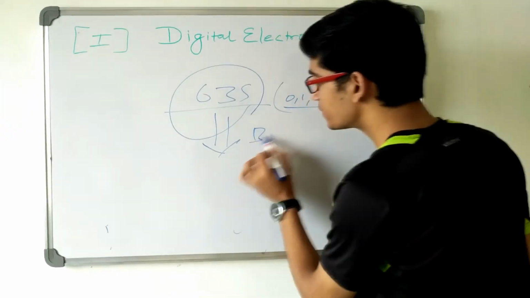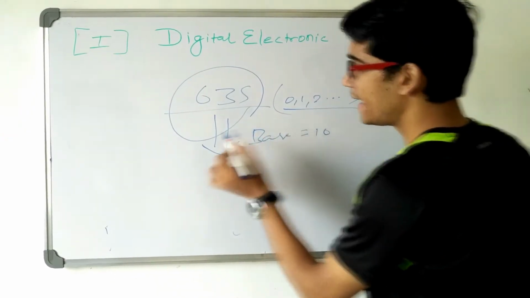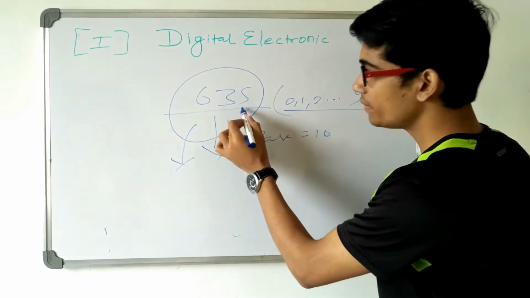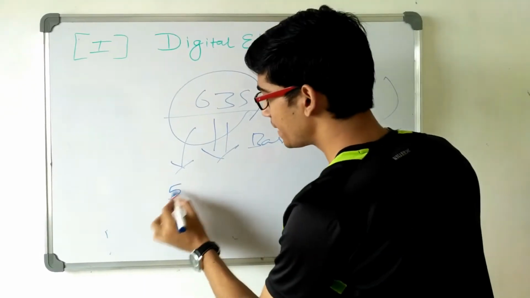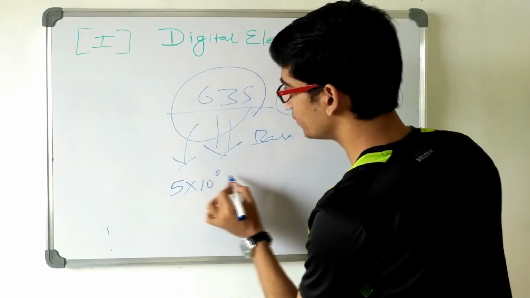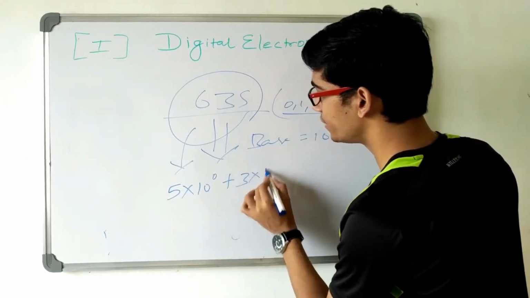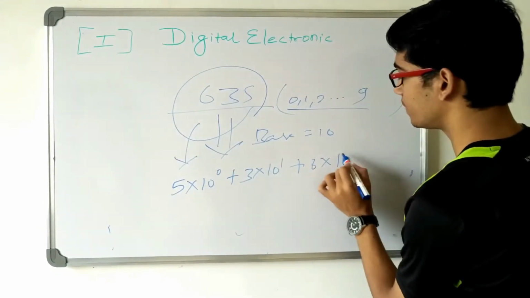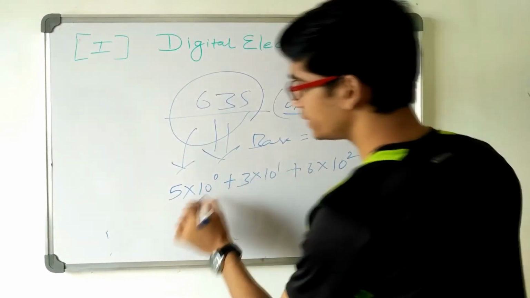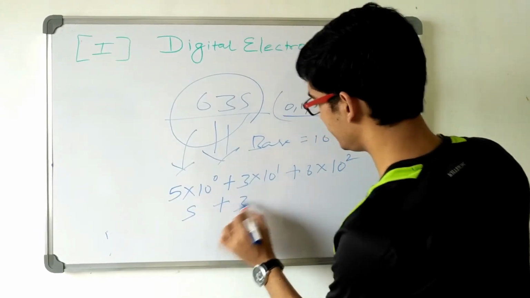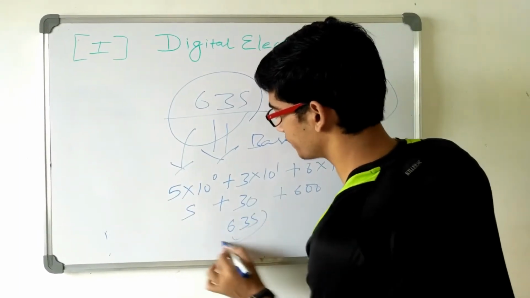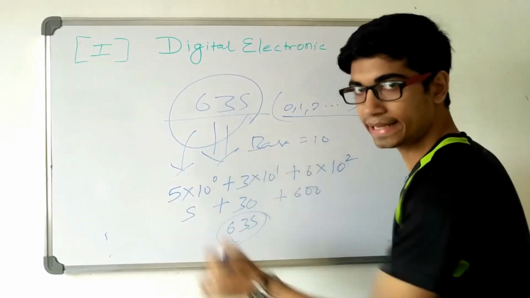So the base comes out to be 10. And in elementary mathematics, we decomposed, we broke this down. How do we break this? 5 into 10 to the power 0 plus 3 into 10 to the power 1 plus 6 into 10 to the power 2. So what does it come to? 5 plus 30 plus 600. So it became 635. So this was the breakup. This was the decimal breakup.